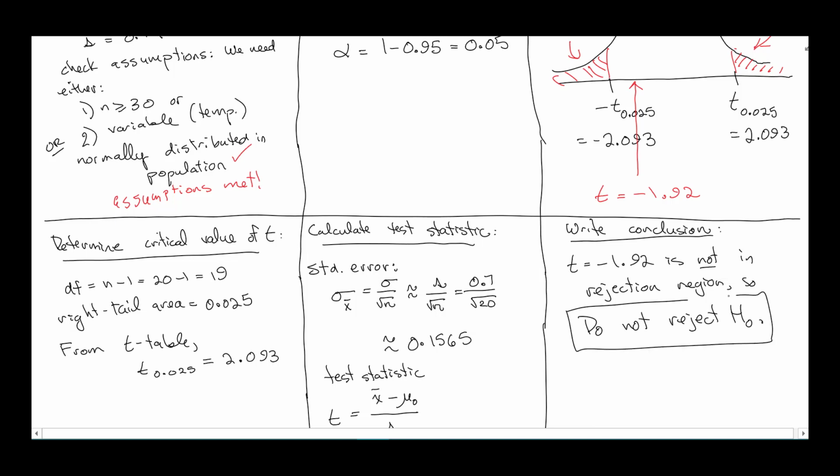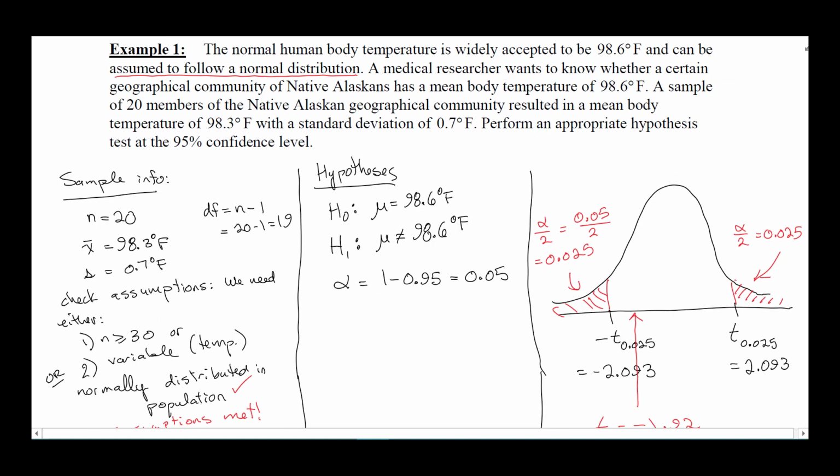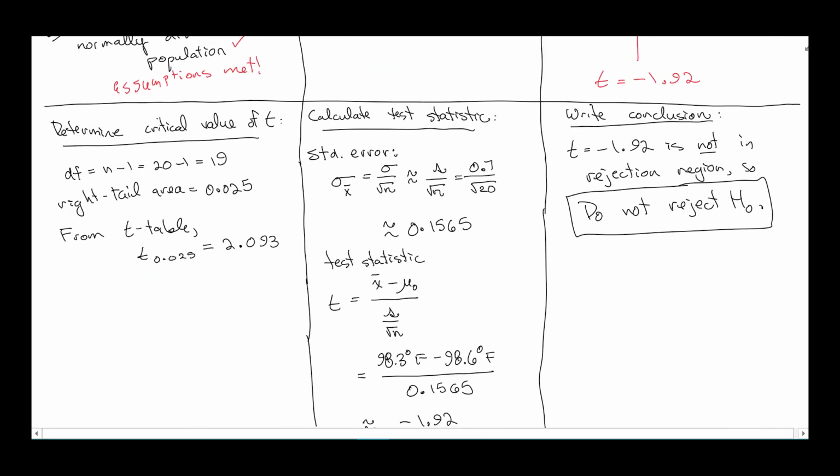And that's a main part of my conclusion, but I also want to reframe this in terms of the original problem. What's it asking us? Does this community have a population mean body temperature of 98.6 degrees Fahrenheit? And we still don't know for sure. All we know about is the evidence provided by the sample, this particular sample.